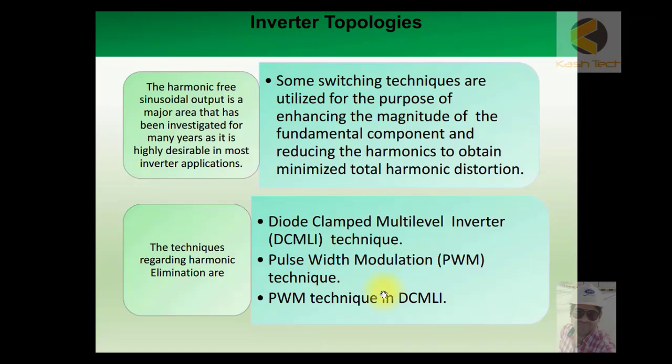So inverter topologies: if you want to reduce the harmonics in the output waveform when it is converted from DC to AC, then there are some techniques that are used. Some switching techniques are utilized for the purpose of enhancing the magnitude of the fundamental component and reducing the harmonics to obtain minimized total harmonic distortion. So there are some techniques that we will see.